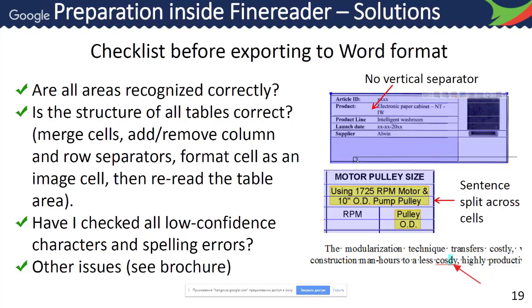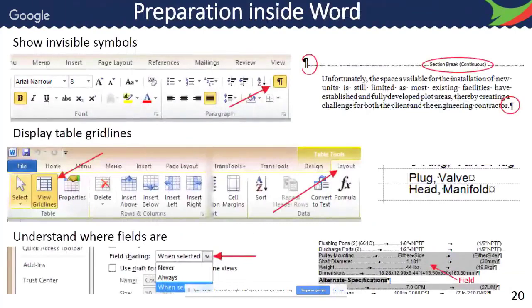When you're done, export the whole document or selected pages to Microsoft Word format. Finally, the Word document is created. To edit it effectively, you need to make sure that you use correct Word settings.